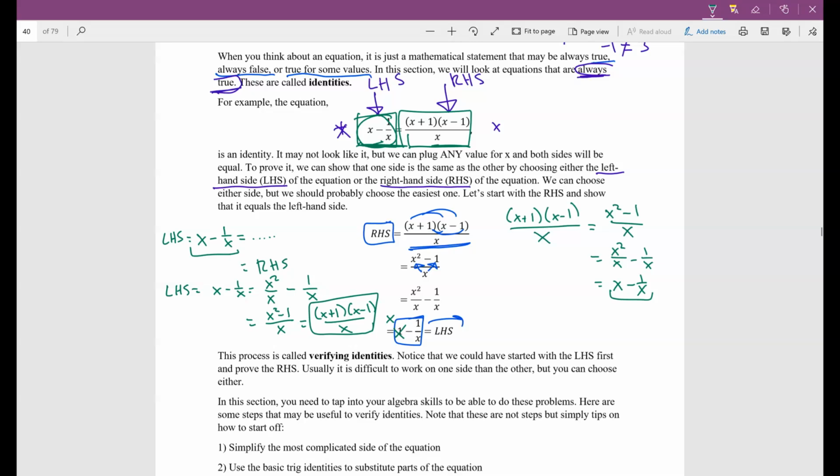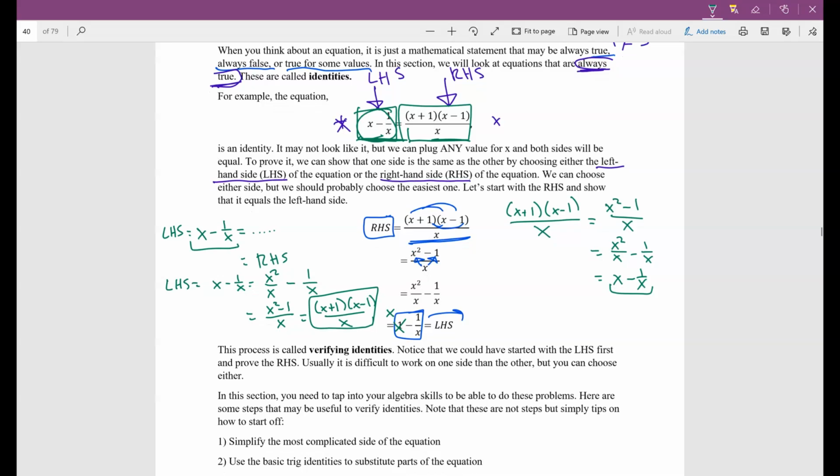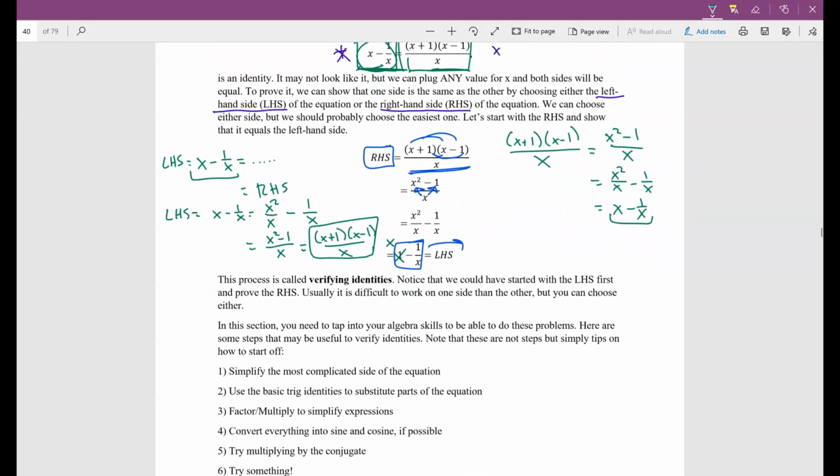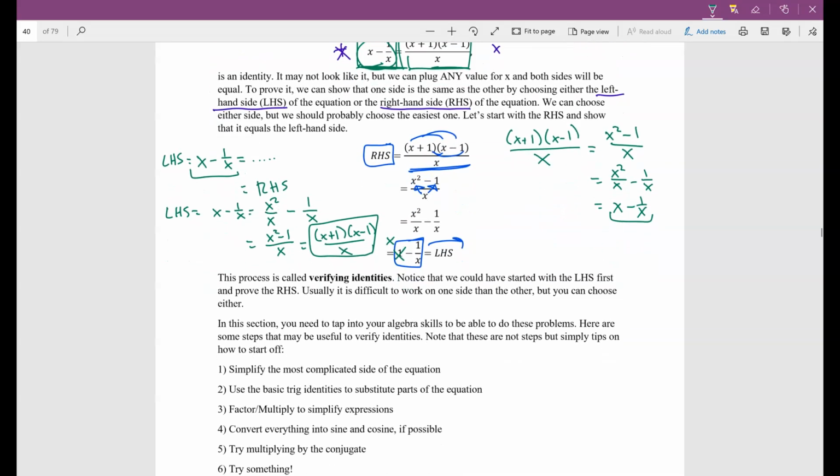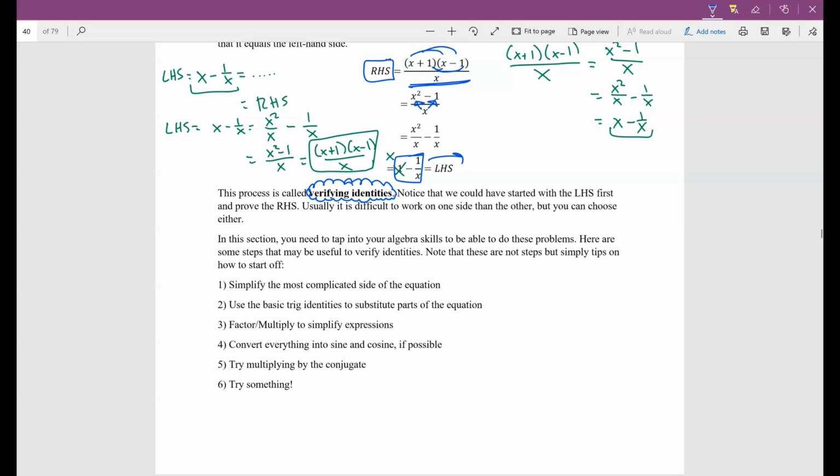Okay, so it doesn't matter which one you start off with. You can start with the right-hand side or the left-hand side. It should give you the same exact thing if it really is an identity. So this whole process is what we call verifying identities. Whenever I say verify the identity, this is basically what you're doing. You could have started with the left-hand side first or the right-hand side.